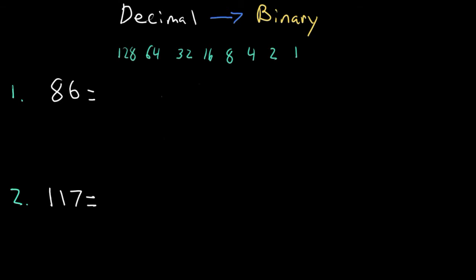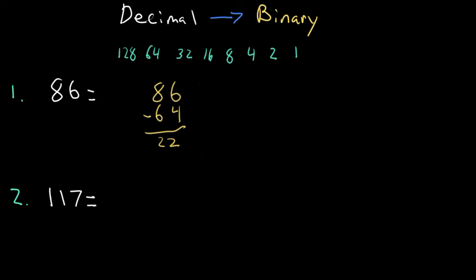Now we're going to start with problem number 1, 86. We have to find out up here where the base 2s are, the 1, 2, 4, 8, 16, 32, 64, 128, what number fits into 86? Well, does 128 fit into 86? No, it does not. So we're not going to do anything with 128. What about 64? Does 64 fit into 86? Yes, it does. So we're going to subtract 64 from 86. So we're going to do 86 minus 64, and that gives us 22.